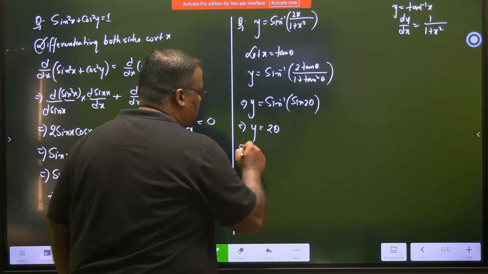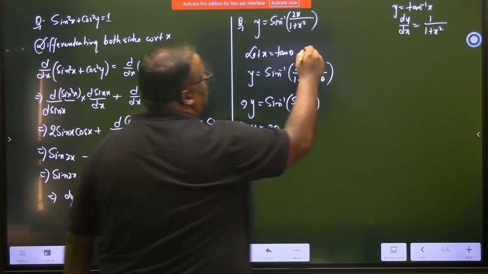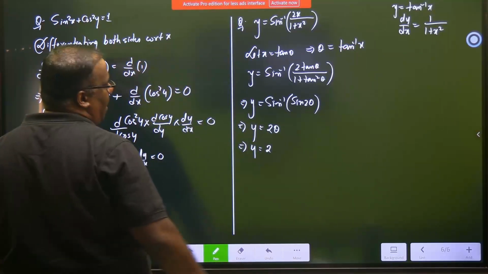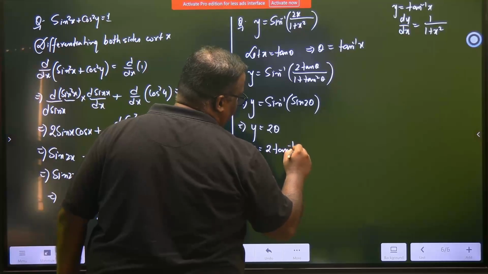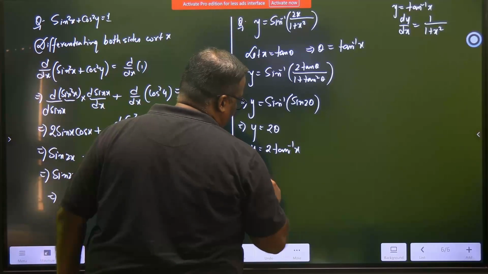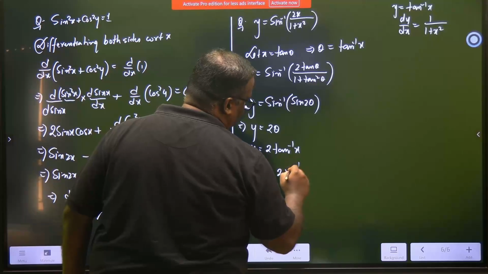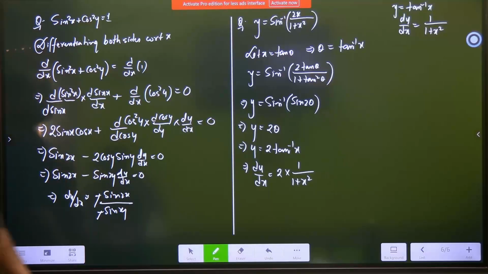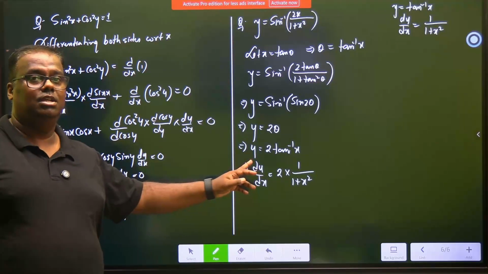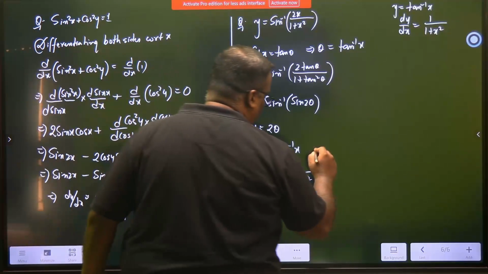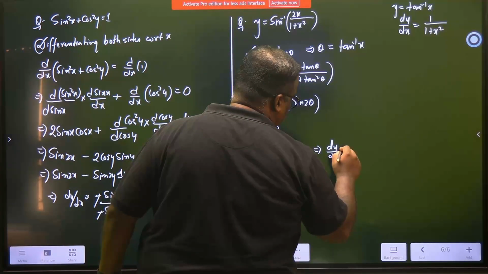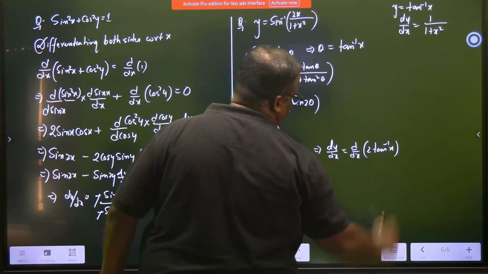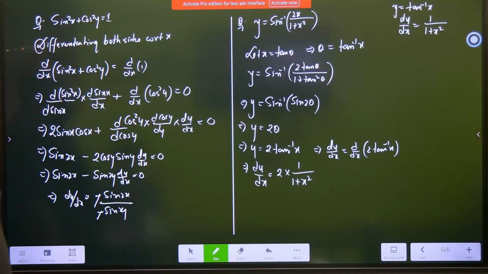Now resubstitute. Y is equal to how much? Here theta is equal to tan inverse x, so y is 2 tan inverse x. Now you are differentiating: dy by dx equals 2 into 1 by 1 plus x square. Did you understand this? I jumped one step. If you want it, it's like this: dy by dx is equal to d/dx of 2 tan inverse x, which is 2 into 1 by 1 plus x square.